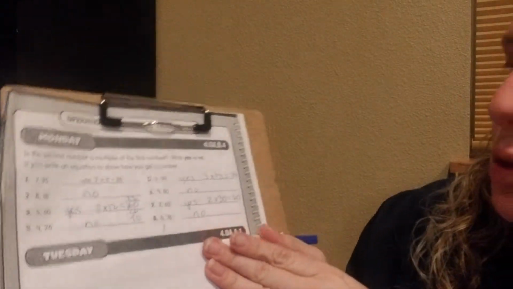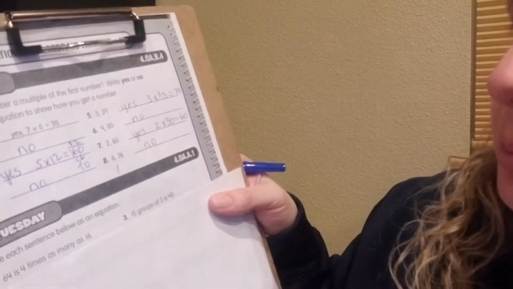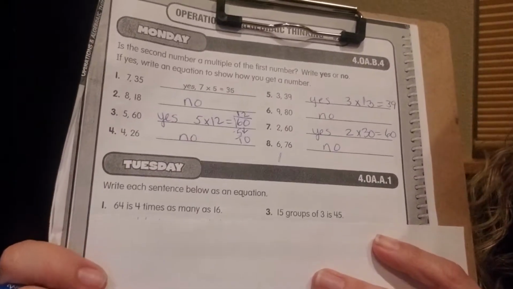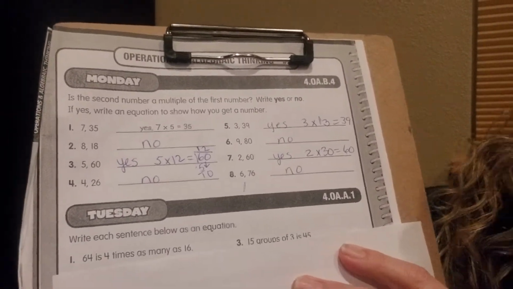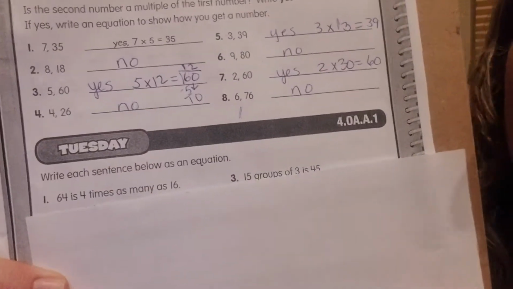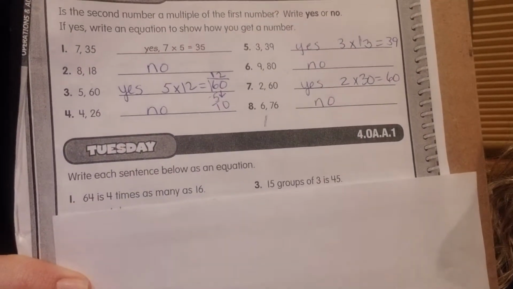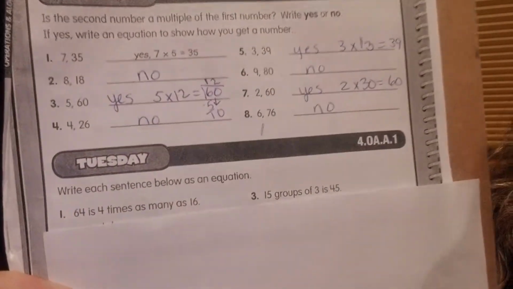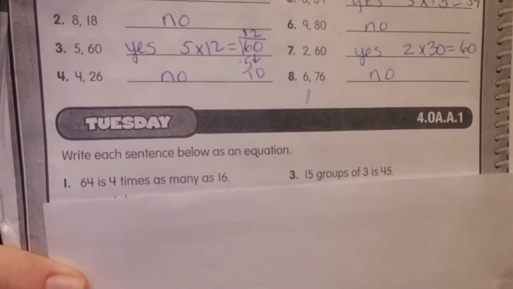All right, let's look at Tuesdays. Okay, these ones say, write each sentence below as an equation. So this is something we need to practice a little bit. I can tell some of us are having some trouble with it, but once you get it in your head, I think you'll see pretty easily what they are. It says 64 is. When it tells you is, that's like equals. So write an equal sign above that.